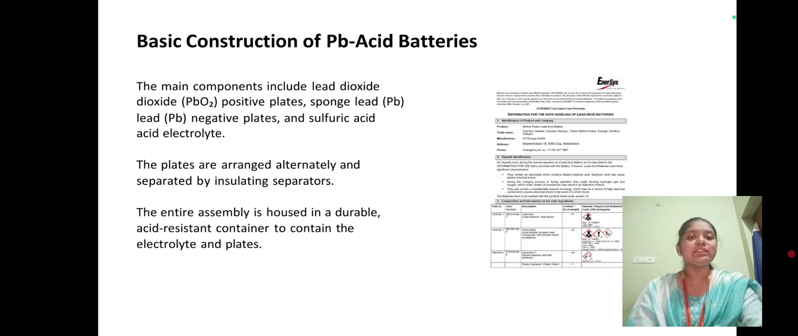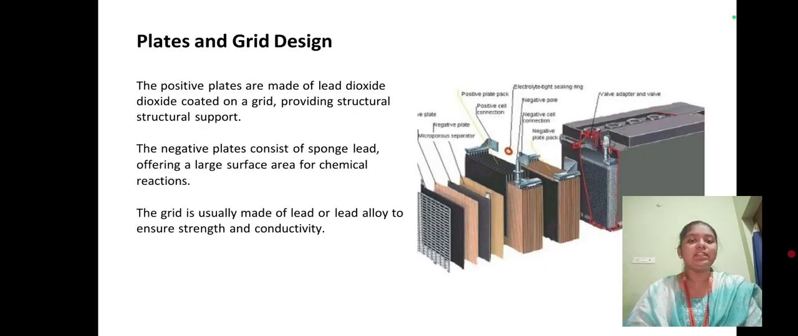And now we next discuss the plates and grid design. As shown in the figure, the positive plates are made up of lead dioxide coated on a grid providing the structural support. The negative plates consist of sponge lead offering a large surface area for chemical reaction. The grid is usually made up of lead or lead alloy to ensure strength and conductivity.